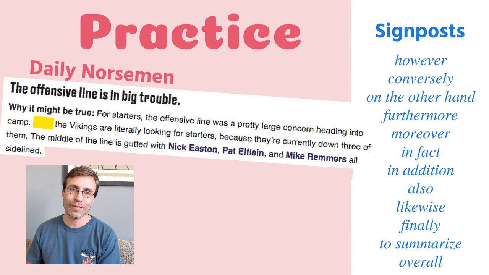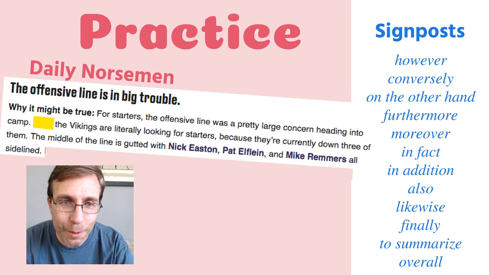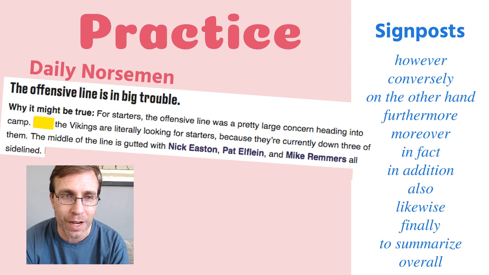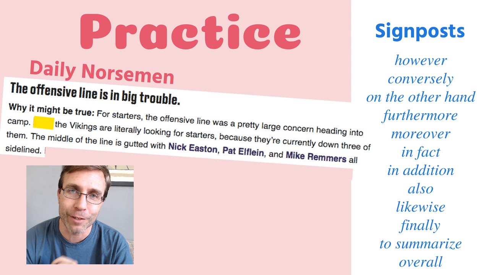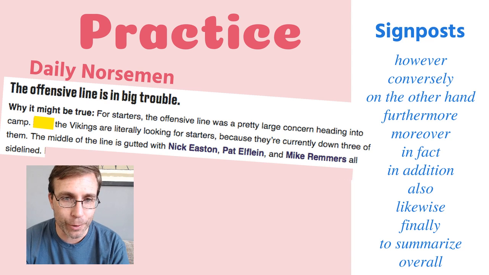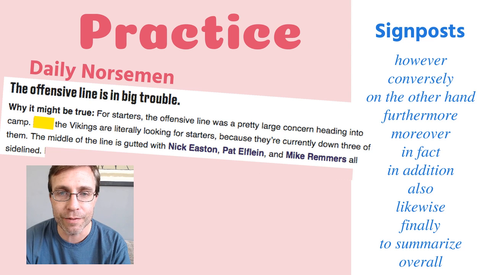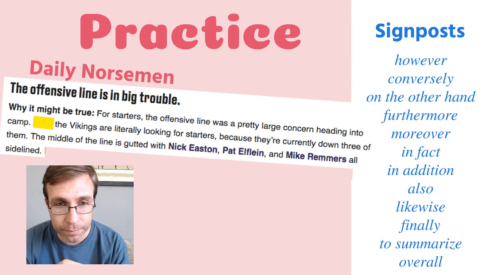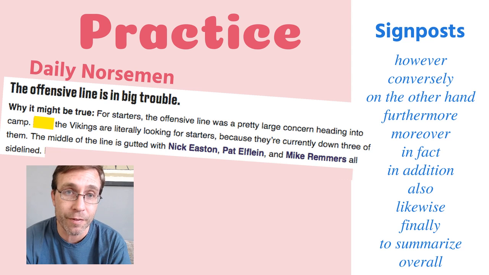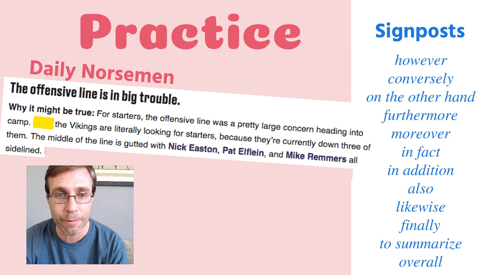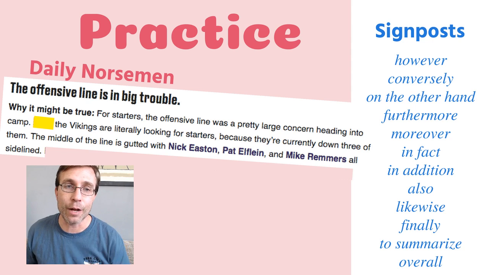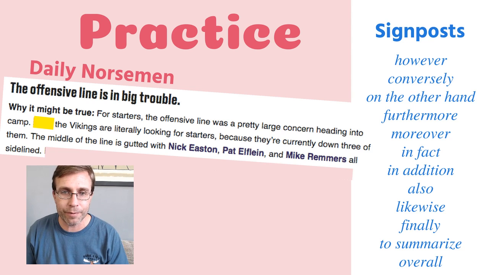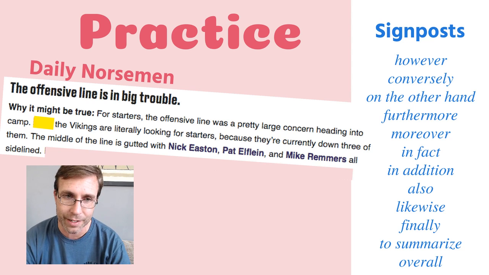And I give you a little bit of a title. It's from the Daily Norseman. This is talking about American football, to give you some context. The offensive line is in big trouble. Why it might be true. For starters, the offensive line was a pretty large concern heading into camp. The Vikings, which is the name of a team, are literally looking for starters because they're currently down to 3 of them. The middle of the line is gutted with Nick Easton, Pat Elflein, and Mike Remmers all sidelined.